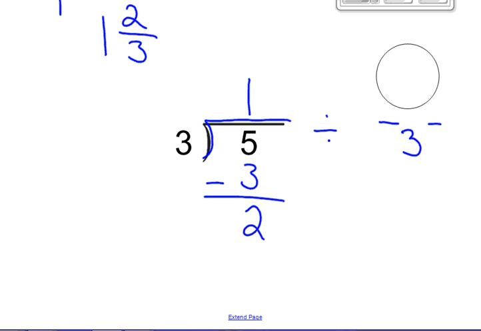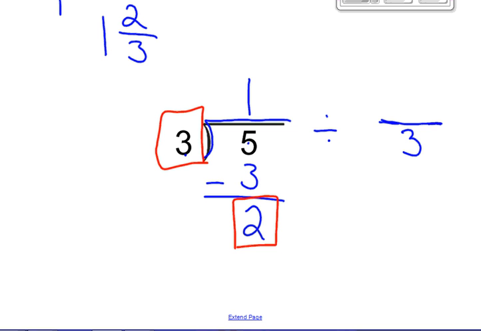Since we have worked with the first part, we understand that the 3 here goes into the 5 one time. We have 2 left over. So what we're really looking at here is that this 2 right here is still being divided by this 3 right here. And so if we write that, we can say, okay, we're still dividing by 3, and our remainder comes up here, and it's 2 still being divided by 3. So 1 2/3 for a final answer.